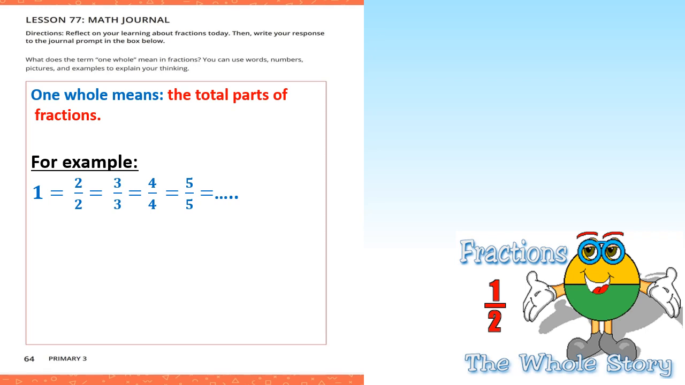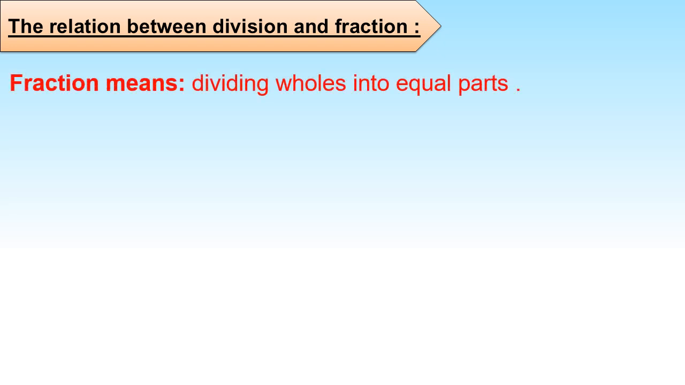3 thirds, 3 parts out of 3 parts. So 3 thirds, 3 over 3. 4 over 4, 5 over 5, 100 over 100. Any number over itself will be equal to 1. The relation between division and fraction. Fraction means dividing a whole into equal parts.